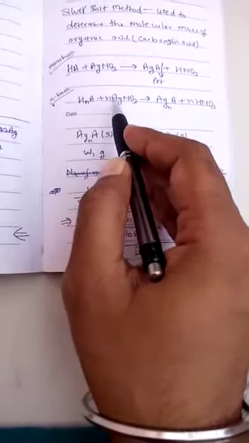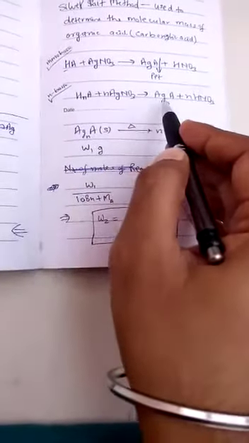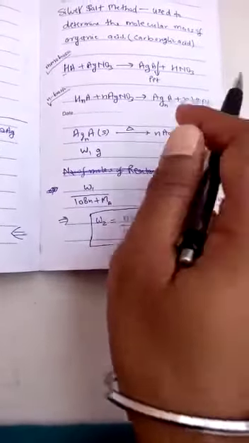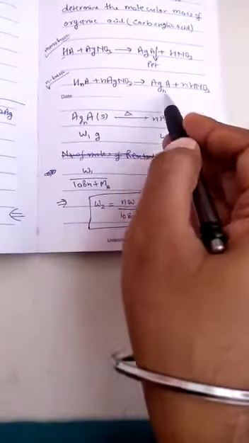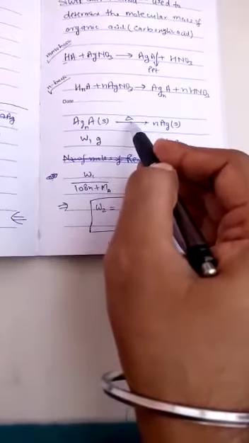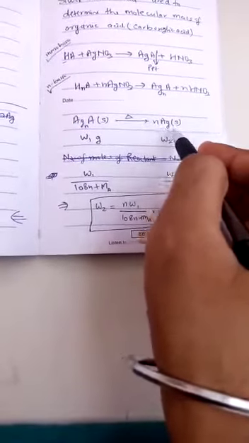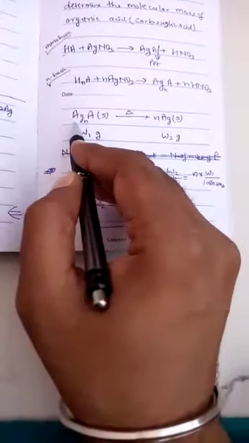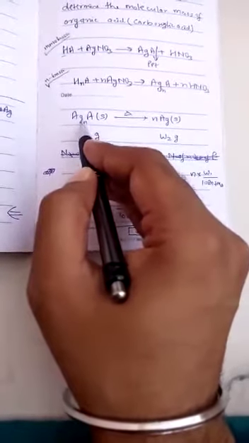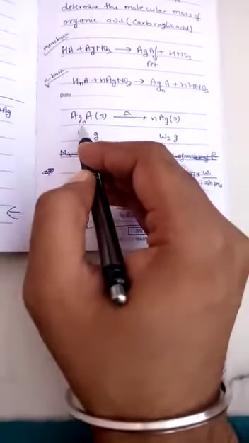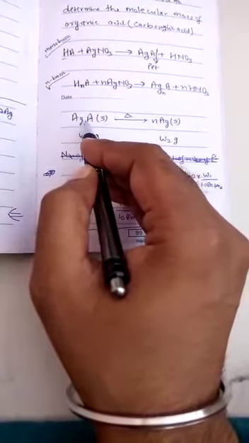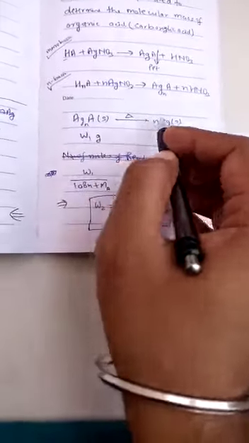HnA plus nAgNO3 will give AgnA and nHNO3. Now this precipitate will be heated and it will give the silver salt. You see here it is silver salt. Means for monobasic acid we will take n is equal to 1. For dibasic acid we can take n is equal to 2. For tribasic it will be 3 and so on.